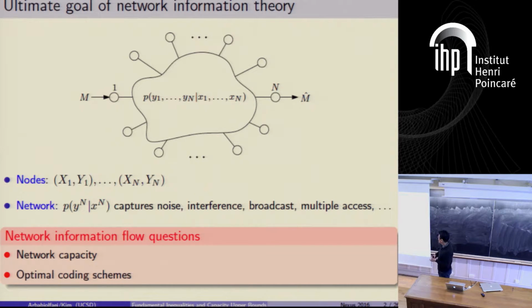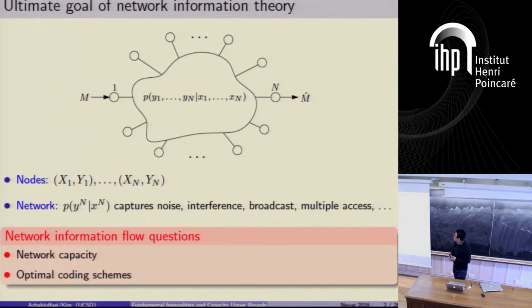And what we really care about, there can be more ambitious goals, but at the minimum, what you want to learn in the end is, say, what is the capacity? What is the maximum data rate we can communicate over this network, again specified by this, reliably? Okay, so that is a network capacity question. And another question, related but not exactly the same: what kind of coding scheme achieves this network capacity, the fundamental limit?